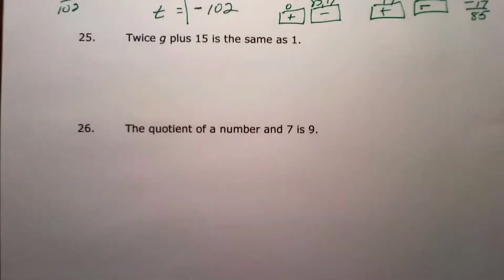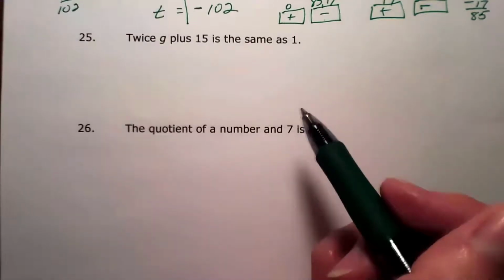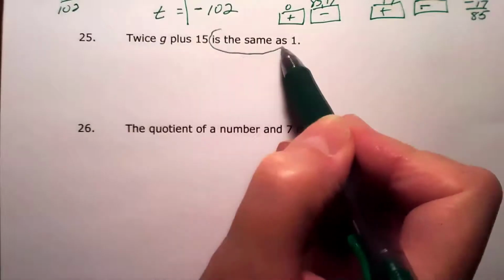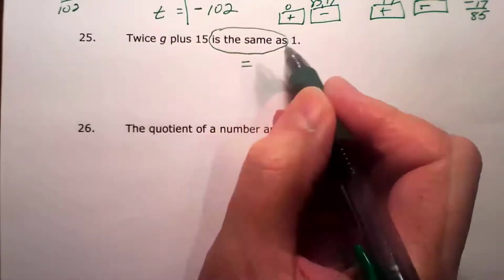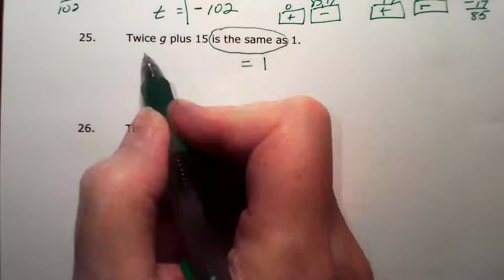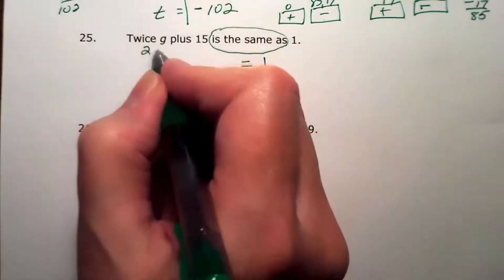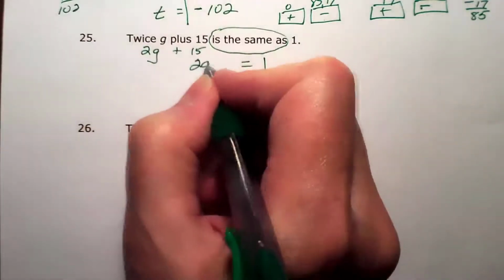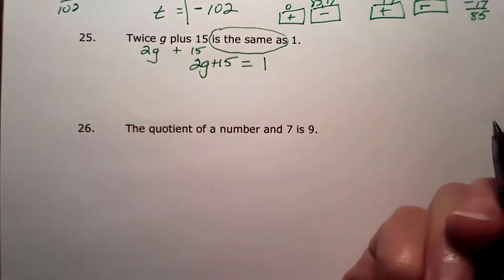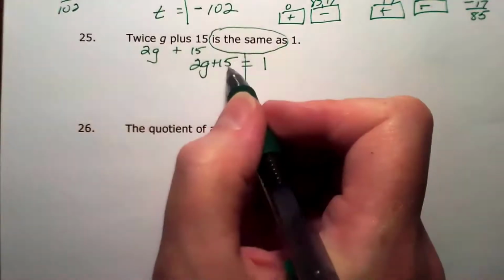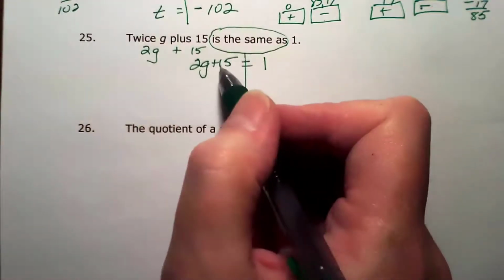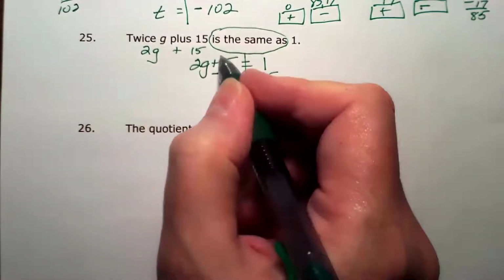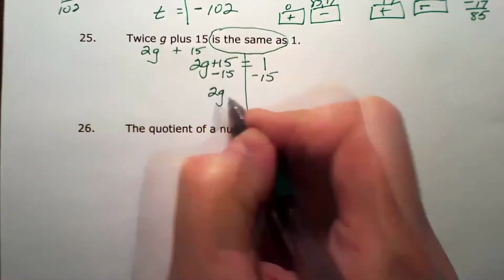Second problem. Again, I like to find my equal sign first. Twice g plus 15 is the same as, is going to be my equal sign, 1. So that side's easy. Twice g is 2 times g plus 15. So that one was pretty easy. 2g plus 15 equals 1. To solve, this is a 2-step. So I'm going to have to remove the 15 first so that I have 2g alone, 2g plus 0.